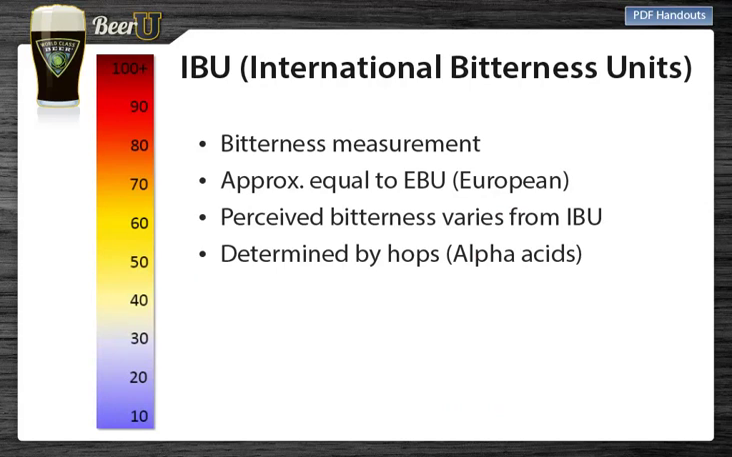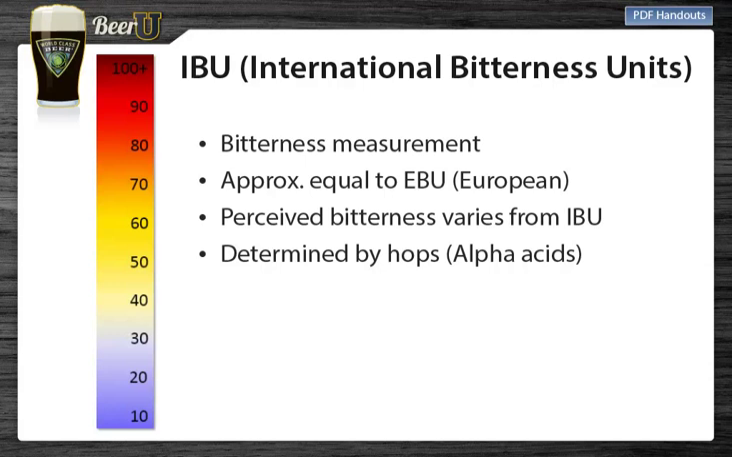Another key measurement of beer is bitterness, which is quantified by the IBU, or International Bitterness Units. The IBU is approximately equal to the EBU, or European Bitterness Unit, and the values are mostly interchangeable. IBUs are a chemical measurement, not a true measure of perceived bitterness. So a beer with a high IBU level might not taste terribly bitter if it is also a very malty beer, as the malt content would tend to balance out the bitterness.